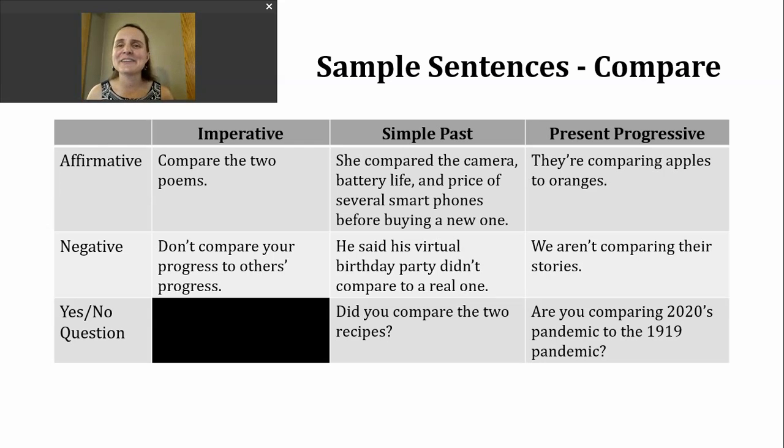Next, let's take a look at negative present progressive. To make this verb tense, I'm going to insert not after my be verb. Here's an example. We aren't comparing their stories. Finally, if I want to make a yes or no question, I'll start with a form of be, then I'll have my subject, and then the ing form of the verb. Are you comparing 2020's pandemic to the 1919 pandemic?